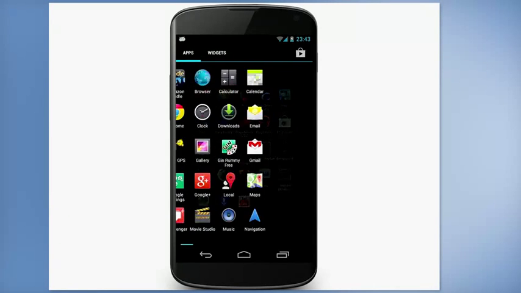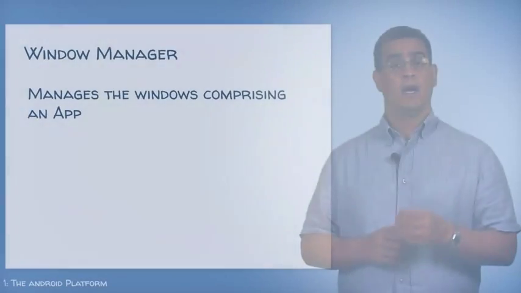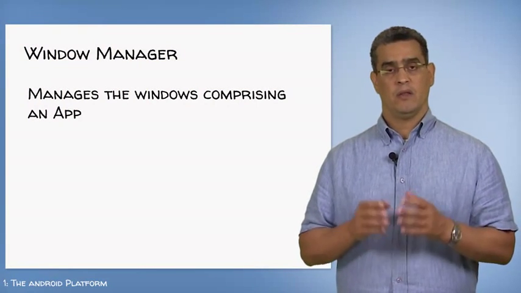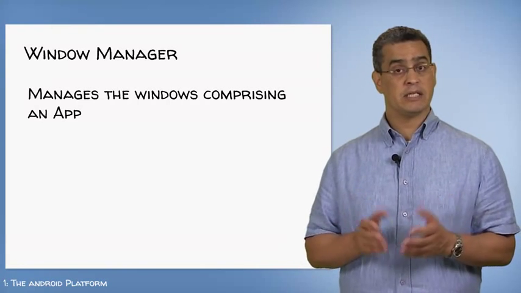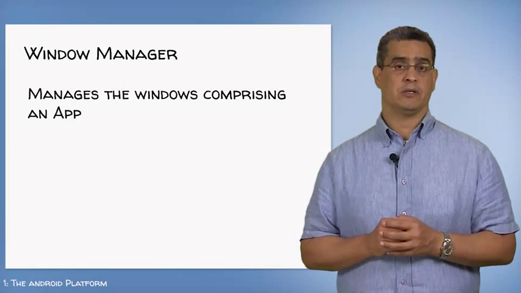The package manager stores information about these applications, and that's useful for several reasons. For example, it allows applications to find and contact each other so that one application can share data with another application, or so that one application can request services from another. Another application framework component is the window manager. The window manager, as the name suggests, manages the many windows that comprise applications.